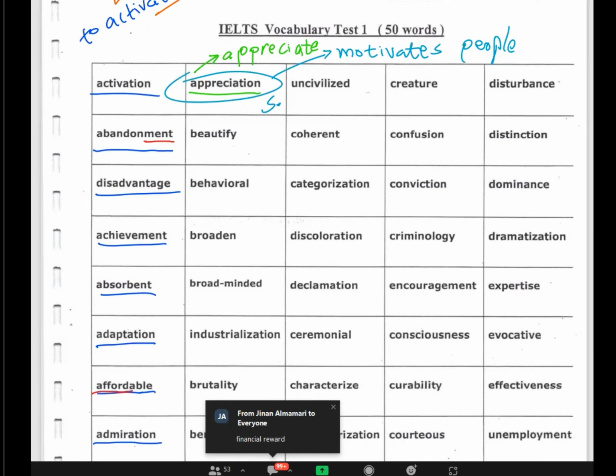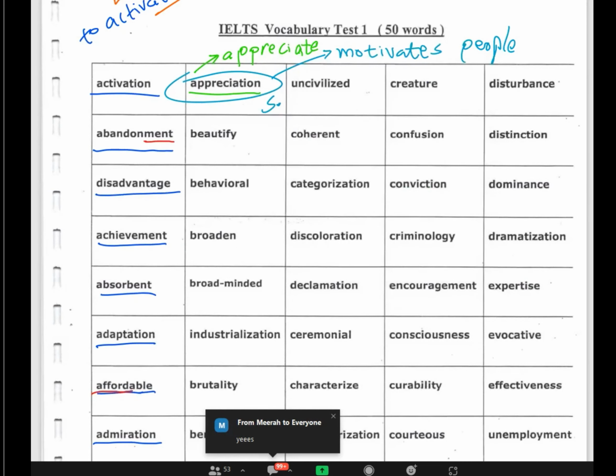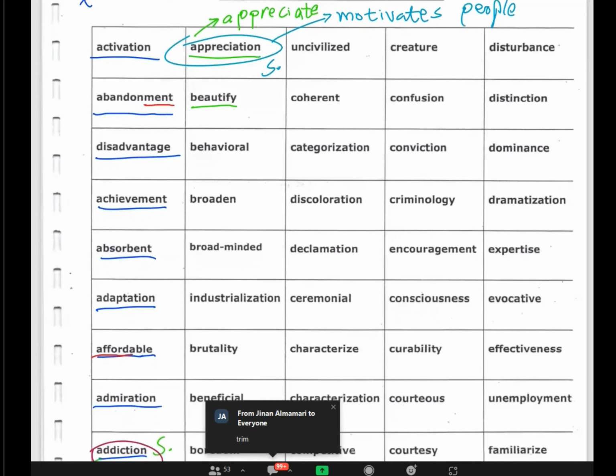Beautify, as we said, is a verb. It's to make something beautiful. To make something beautiful, right? And pretty. Yeah. And this can be a question, as I mentioned before. How do you beautify yourself for an occasion? But this can be also a question in speaking.